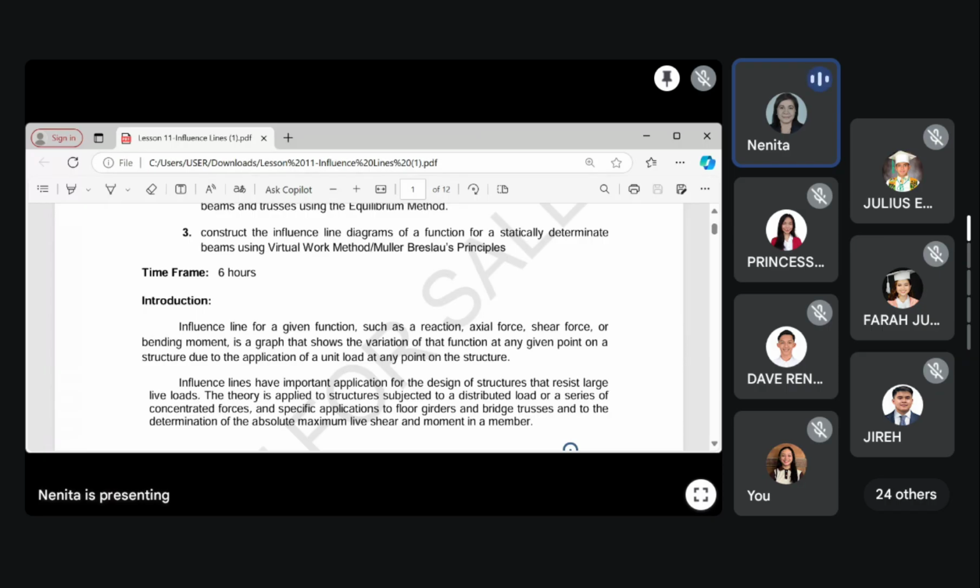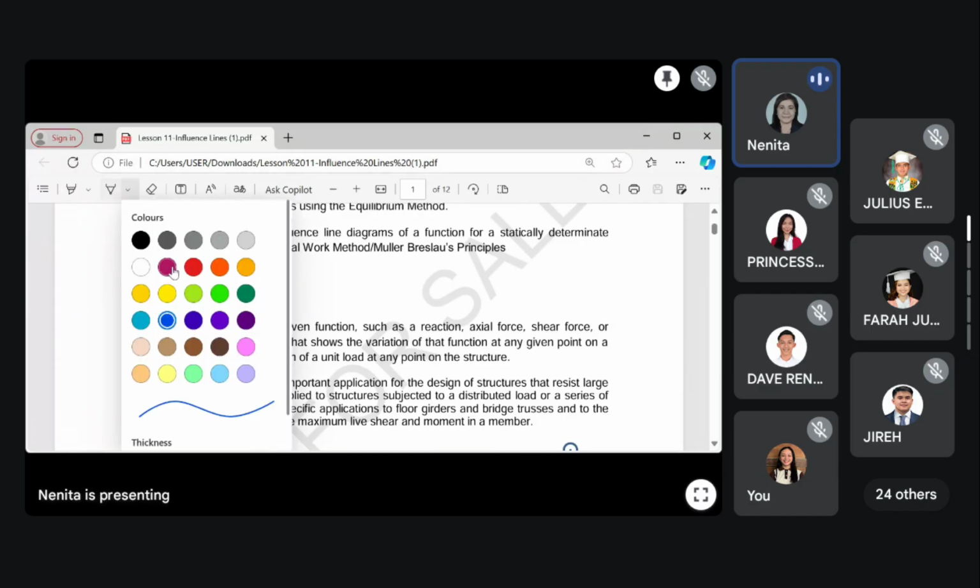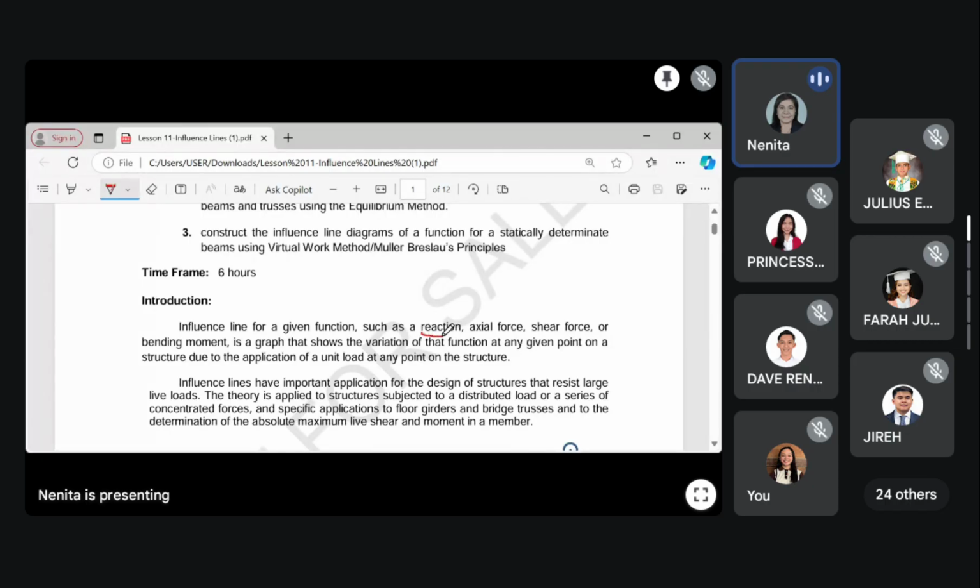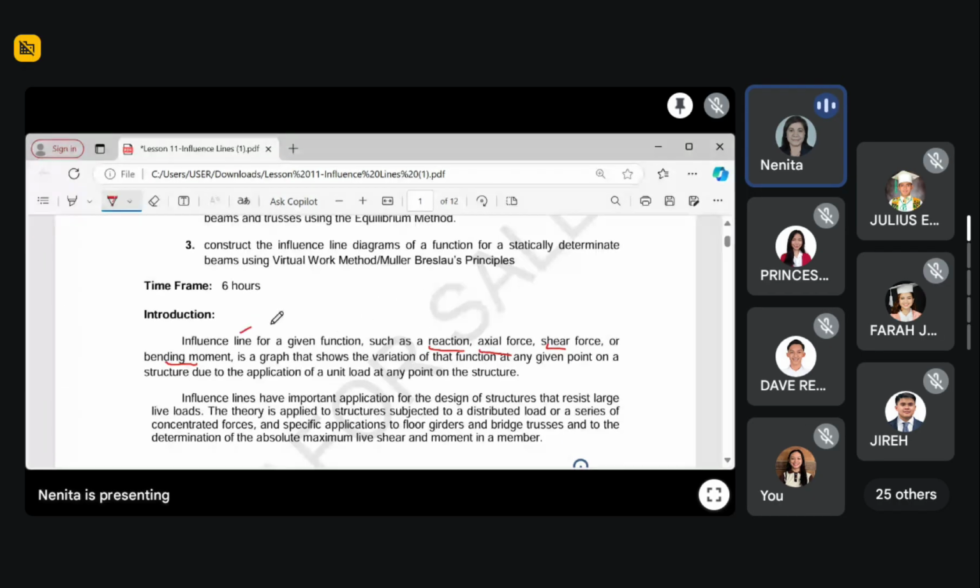Okay? So, influence line for a given function. What is the function being referred to? It is a function such as the reaction. Those are the functions we will consider: the reaction, axial force, shear force, or bending moment. Meaning to say, we are going to construct the influence line for a reaction or axial force, shear force, or bending moment.